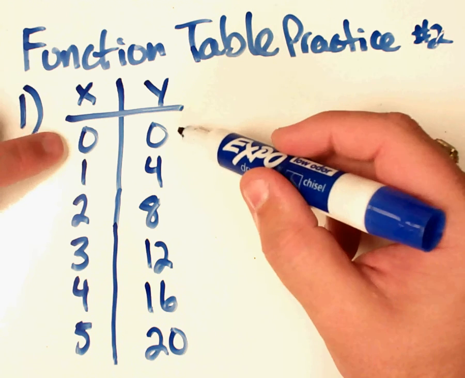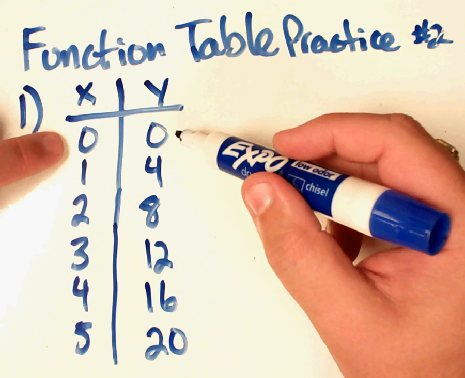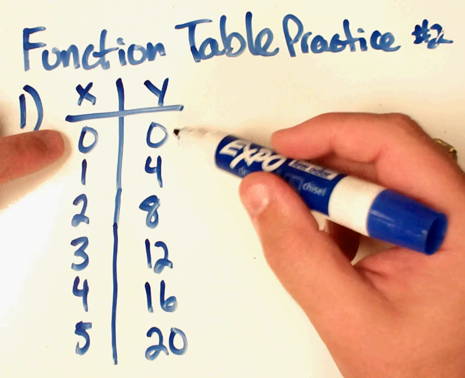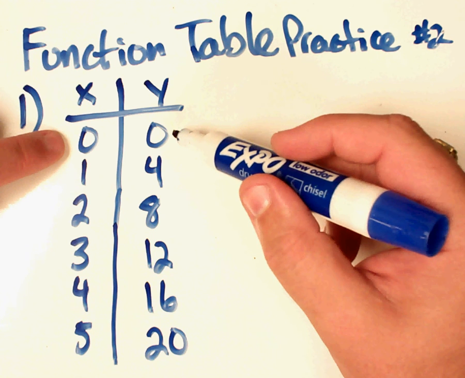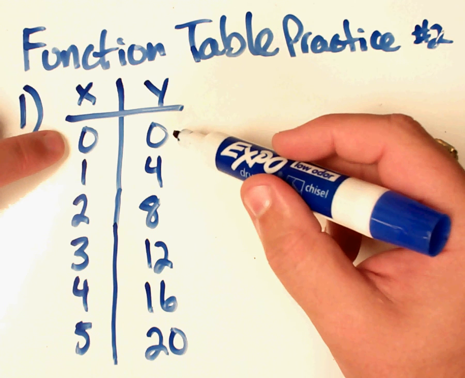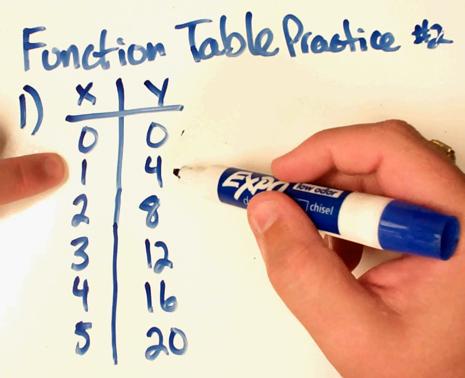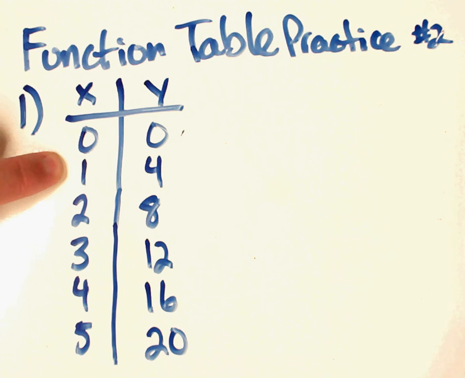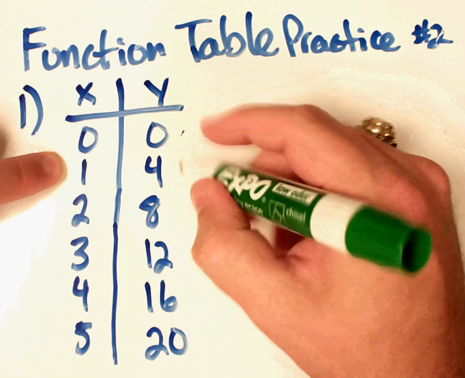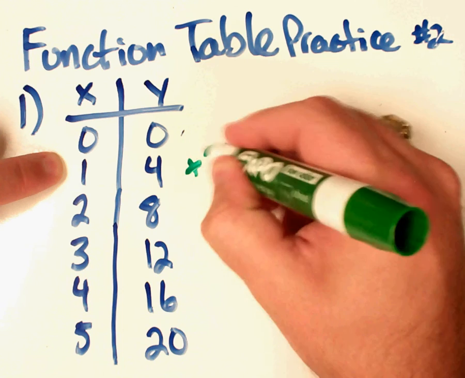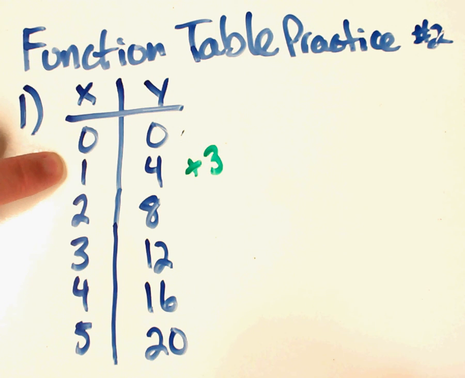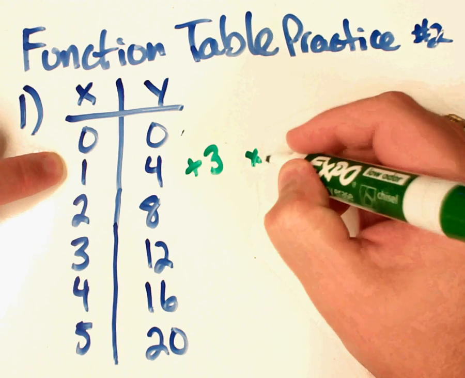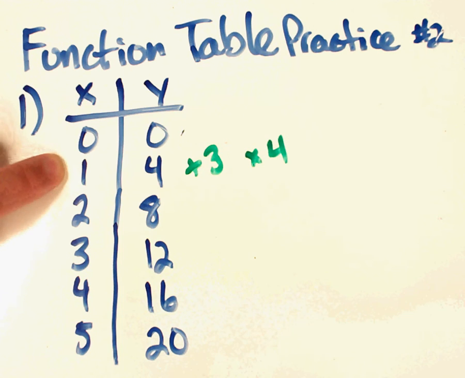All right, so for my first input and output, for 0 and 0, I don't really get a lot of information here. It doesn't really tell me much about what's going on. So I'm going to go ahead and skip that one and go down to the 1 and the 4. So I'm going from 1 to 4. So a couple of possibilities. And I'm going to write my possibilities in green because these could be either or. So it could be I'm adding 3, or it could be I'm multiplying by 4. So I've got a couple of options there. All right, let's go on to my next set of numbers.